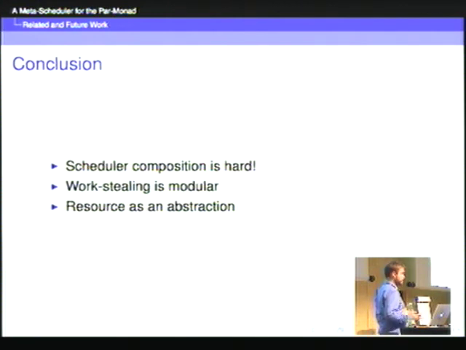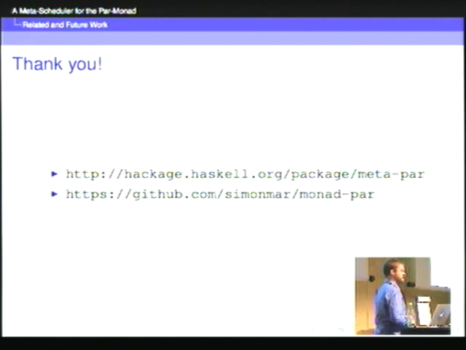So, in conclusion, scheduler composition, particularly when dealing with multiple types of execution resources, is difficult. So we believe that work stealing is a good way to make things modular by reducing, as far as possible, the number of assumptions being made when you're composing the schedulers. And we think that our resource abstraction is a good one. It's served us well to implement at least these 3 sets of resources, but we'd love to see more approaches fit into our framework. And if you have any questions, I'll be happy to take them.